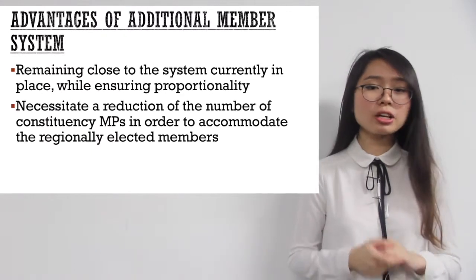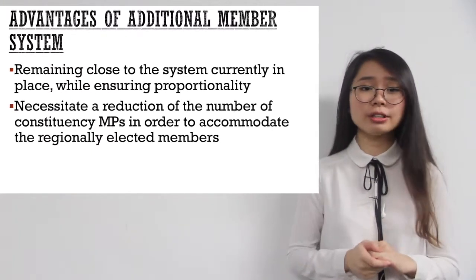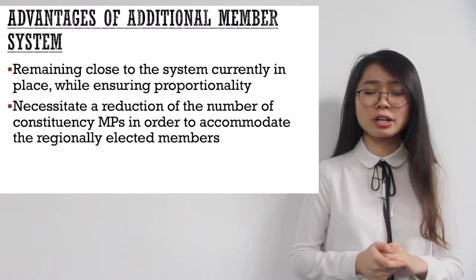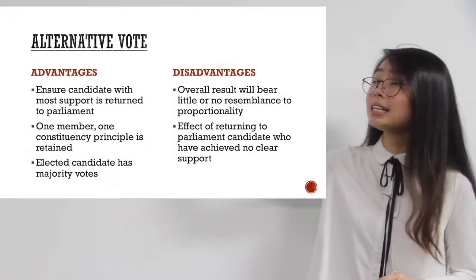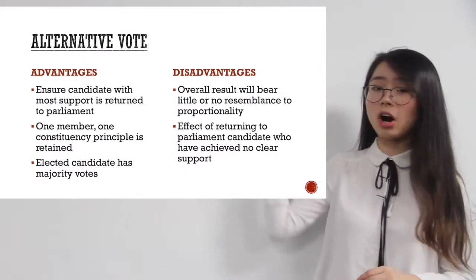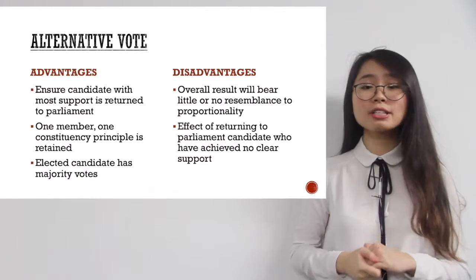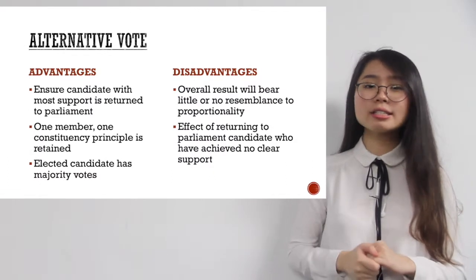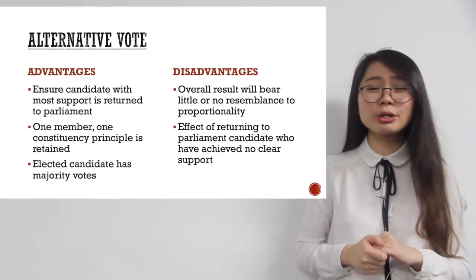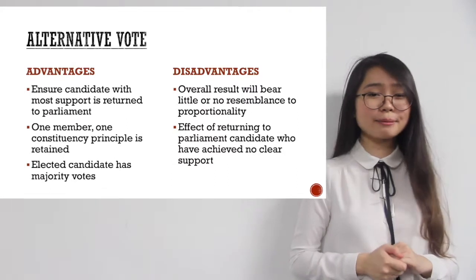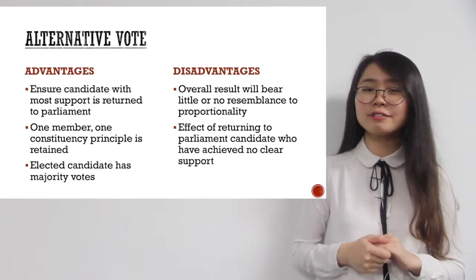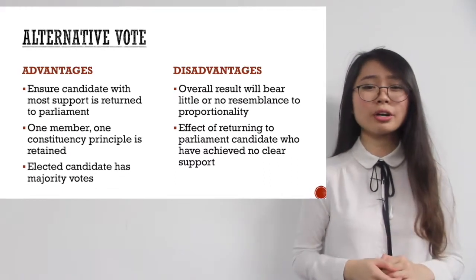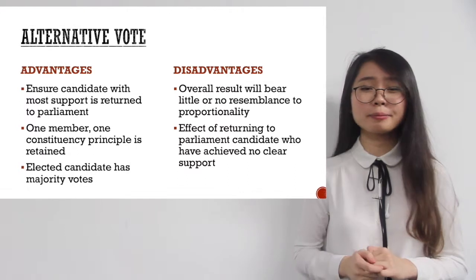If the division between constituencies and regional members is to be equal, this would necessitate doubling the size of current constituencies. The alternative system also has its own pros and cons. Here, the system fails from the point of view of proportional representation, since the overall results will bear little or no resemblance to proportionality. It would also potentially have the effect of returning to Parliament candidates who have achieved no clear support or mandate from the people.